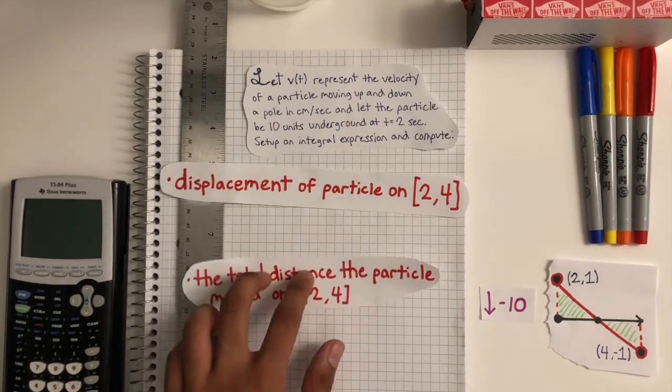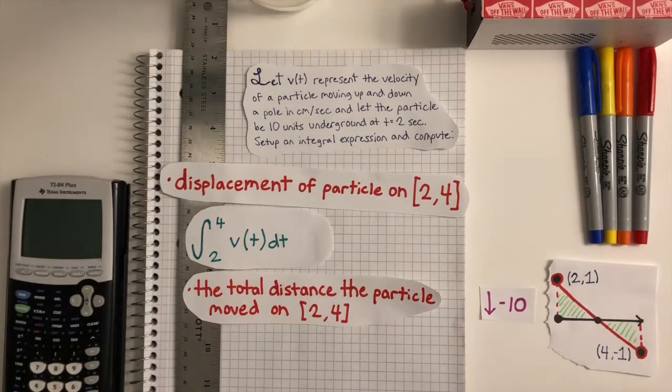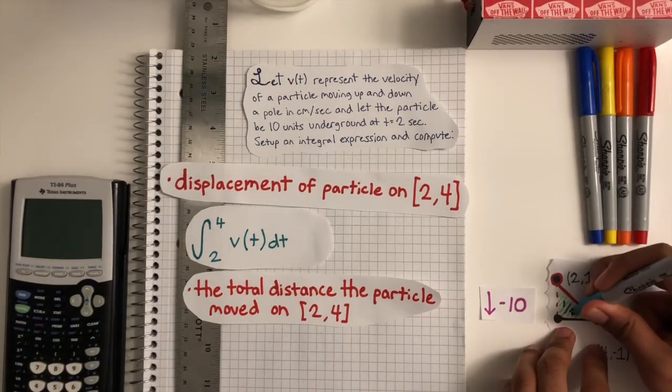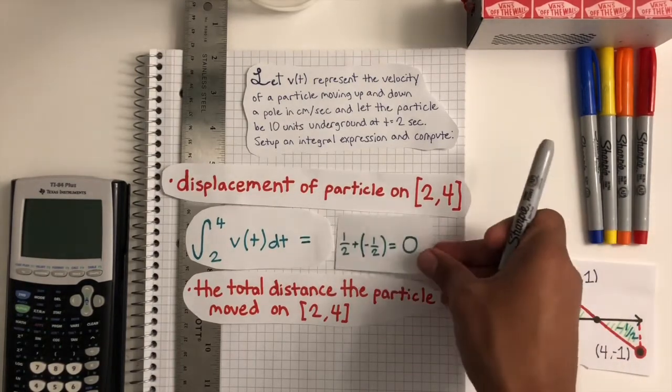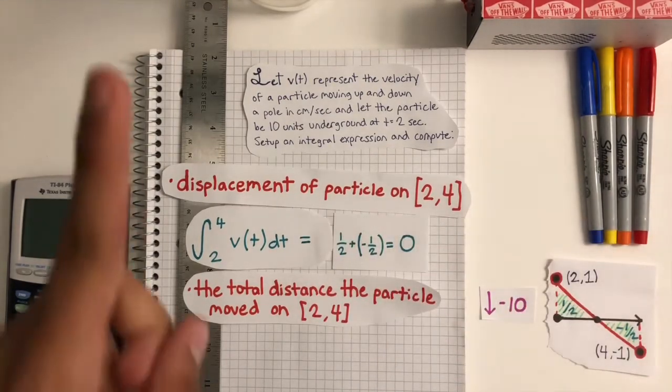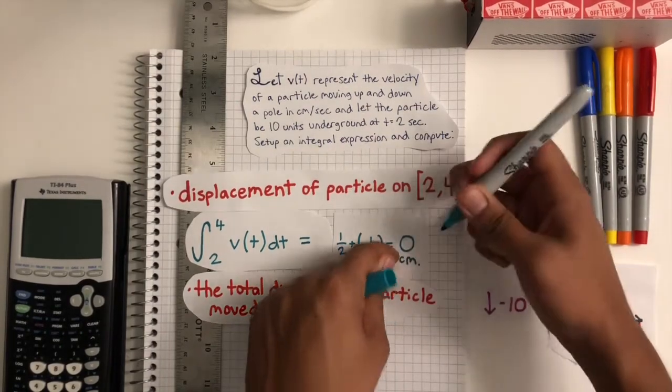The integral expression for the displacement would be v of t dt from bounds 2 to 4. If the areas of the triangles below are half and -half, the answer to displacement would be 0. Also, don't forget to mention your units here as centimeters.